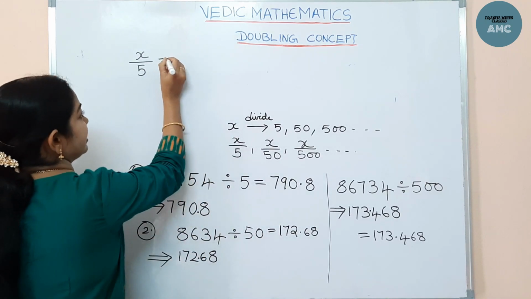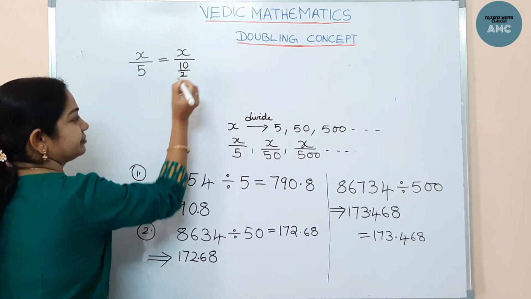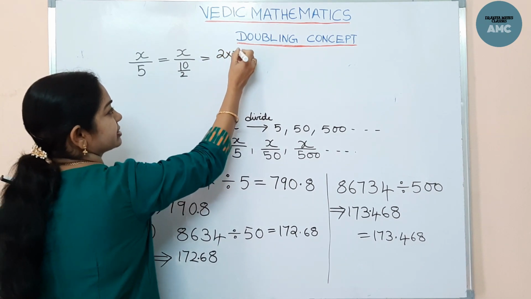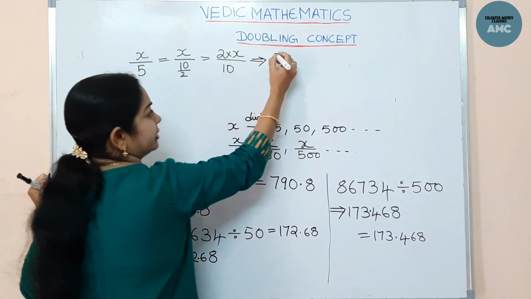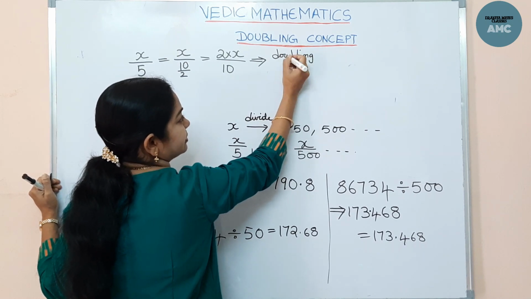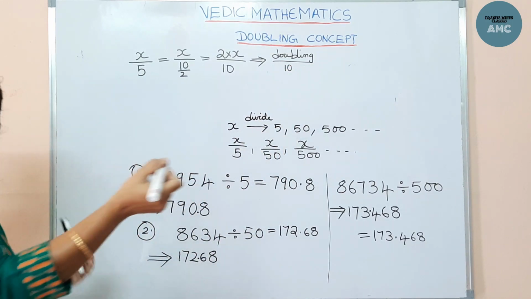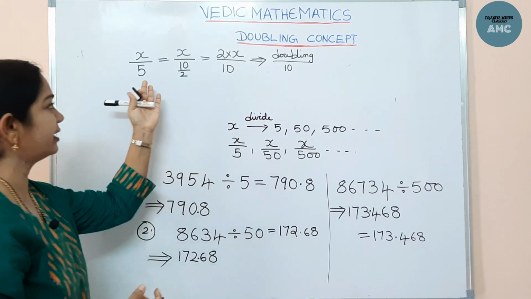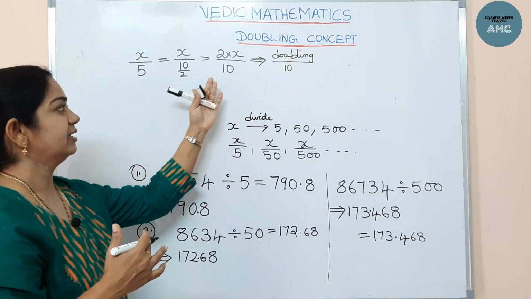What we are doing: a number divided by 5, how am I getting this? Let the number be x. I can write 5 as 10 by 2, isn't it? So if 2 comes up, it becomes 2 into x by 10. That means what we are doing here is doubling the number and dividing by 10. 10 means placing one decimal point from the back side. That's the logic behind this. So truly we are not dividing by 5; we are doubling as well as placing the decimal point.